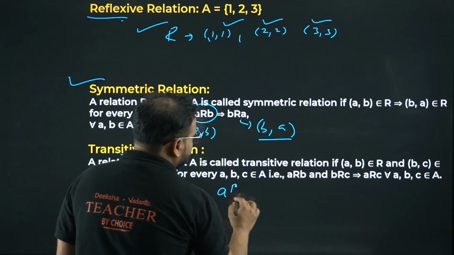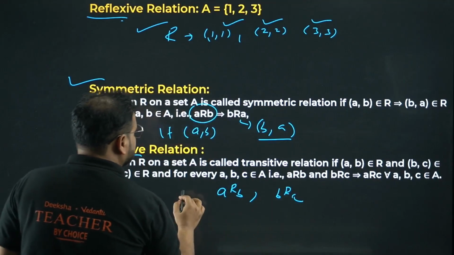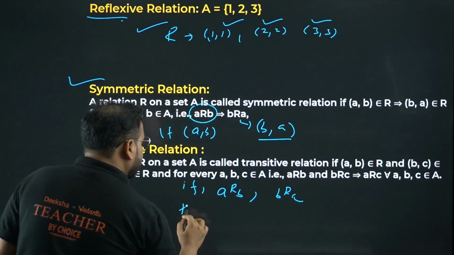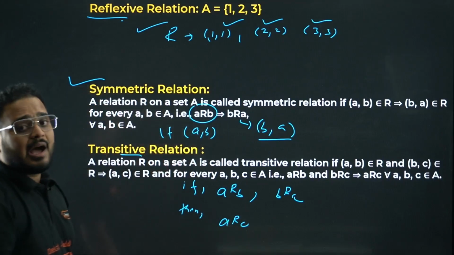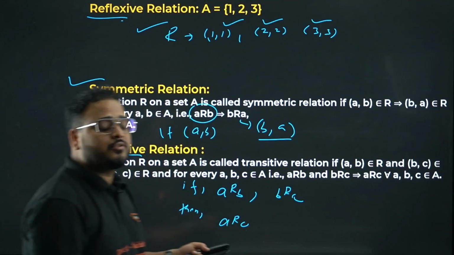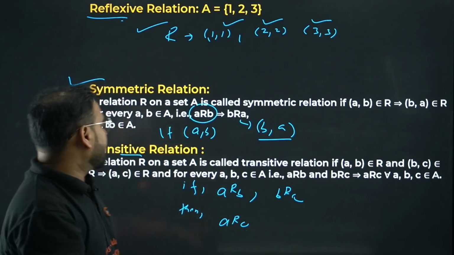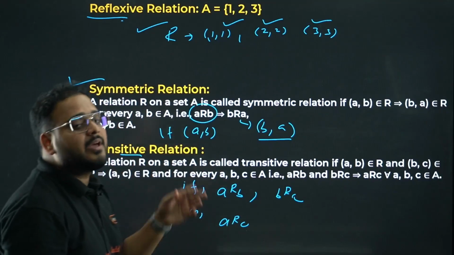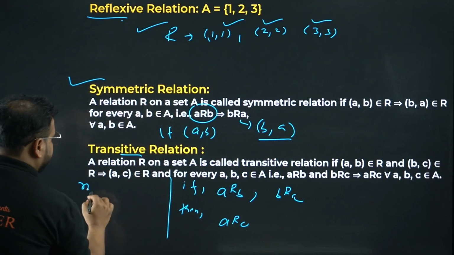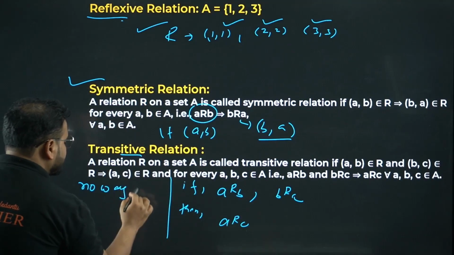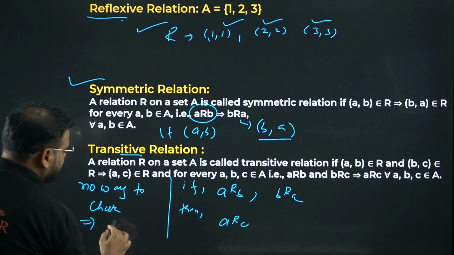We have ARB, so we have BRC. These two are both if conditions. And then the condition will be ARC. I wanted to again remind all of you of this thing: if you cannot check, if there is no way to check for your transitive relation, the relation will always be transitive. If there is no way to check it, the relation will automatically become transitive.